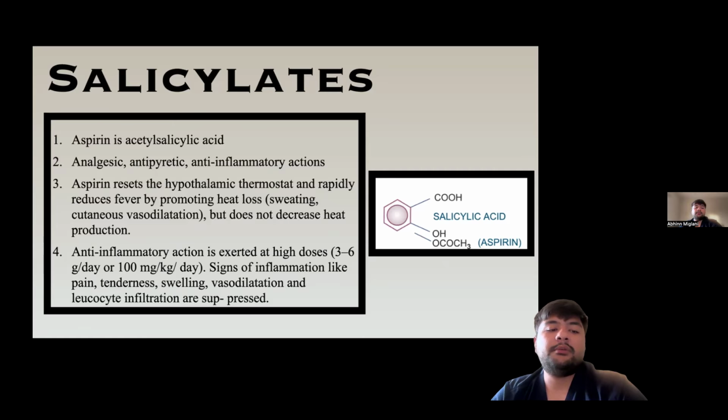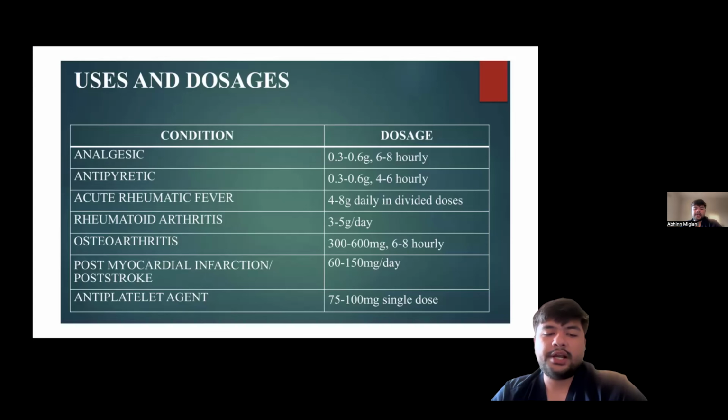So it has an anti-inflammatory action which is exerted at high doses, that is 3 to 6 grams per day. Signs of inflammation like pain, tenderness, swelling, vasodilation, and leukocyte infiltration are suppressed. So this chart you can refer to for the dosage for analgesic, antipyretic, acute rheumatic fever, and osteoarthritis. It would be beautiful if you take a screenshot of them and keep it stored in your mobile phones.